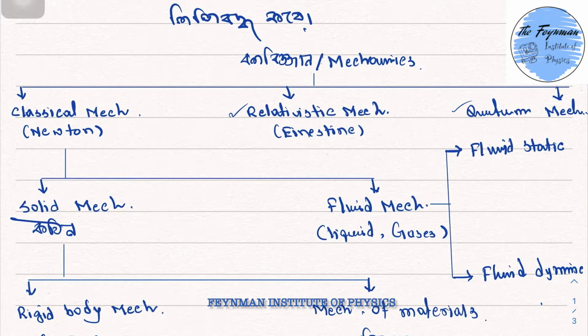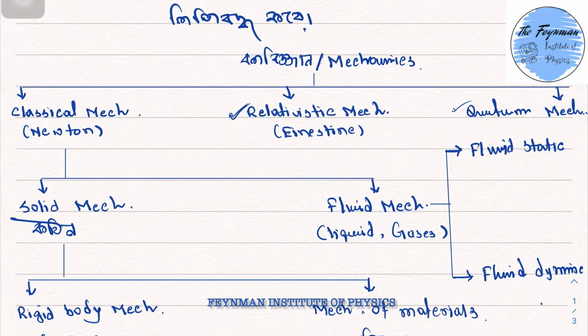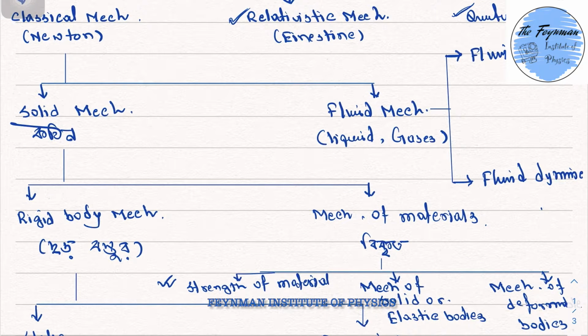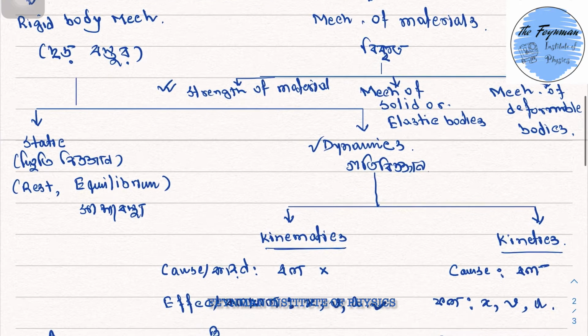As we have discussed earlier, every physics book adapts a particular sequence between the chapters, and they always maintain it. Because between the three branches of mechanics, relativistic mechanics and quantum mechanics are not in your syllabus. So we have to start with classical mechanics, and as we are dealing with the motion of solid bodies, we need to study dynamics.